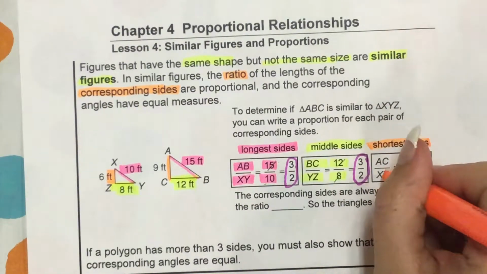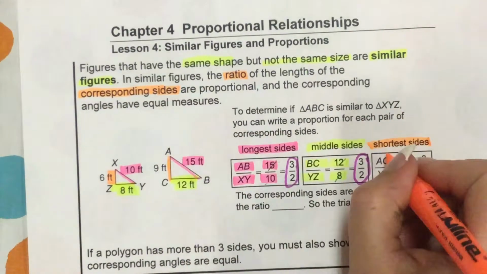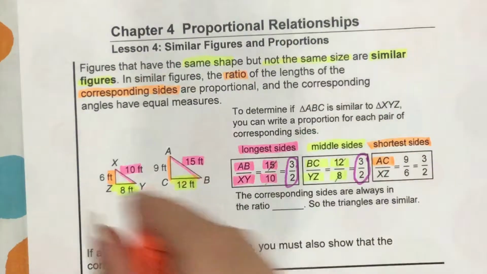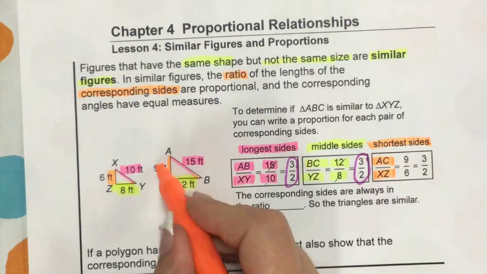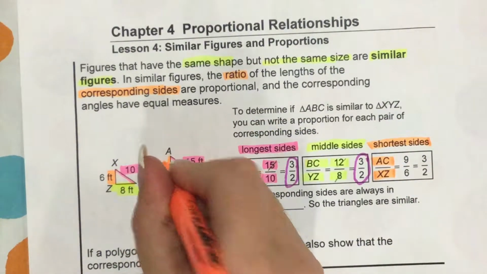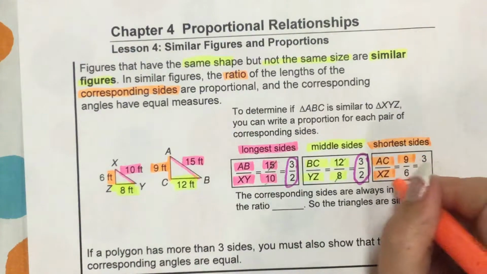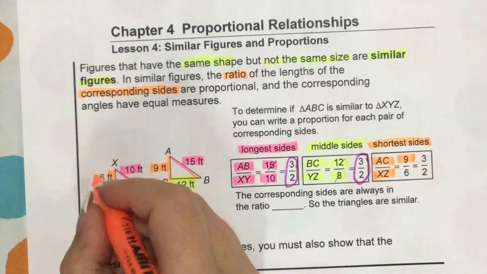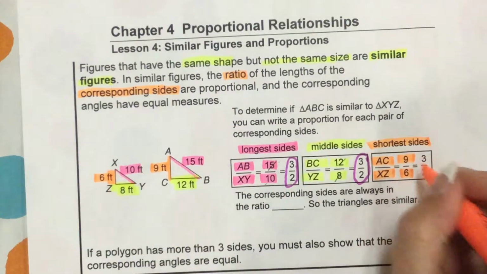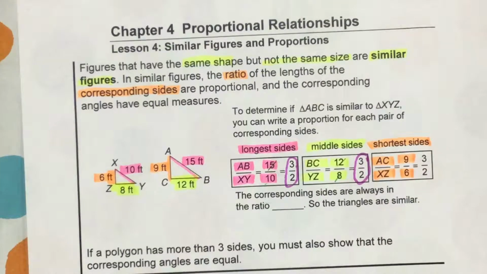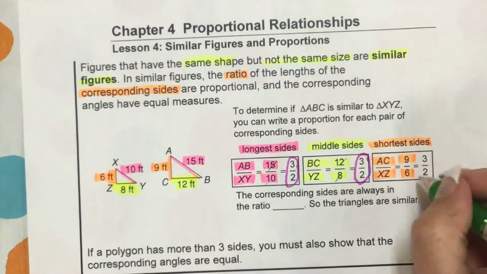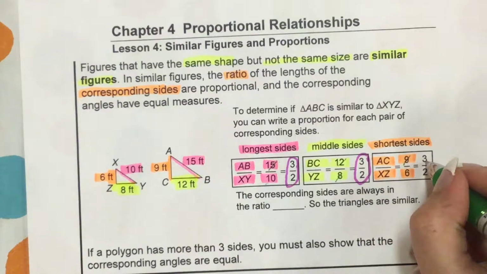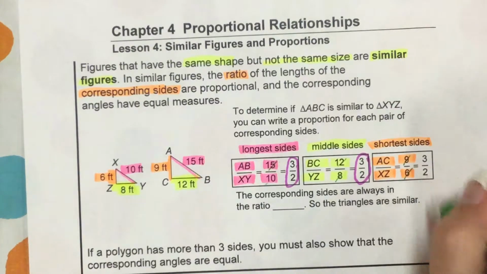The shortest side of the big triangle is AC over the small triangle's XZ. For AC, the side length is 9 feet, and the side length for XZ is 6 feet. So we're going to reduce that, looking to see if there are any common factors. Yes, 3 goes into both 9 and 6. 3 goes into 9 3 times, and 3 goes into 6 2 times.